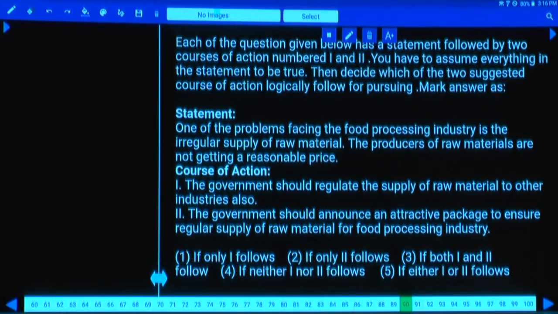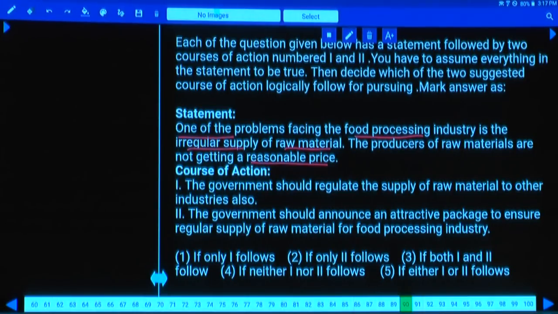Then question number 90. Now in this 90, what is the answer here? One of the problems facing the food processing industry is the irregular supply of raw material. What is the problem here? The problem is with irregular supply of raw materials. And the producers of raw materials are not getting a reasonable price.